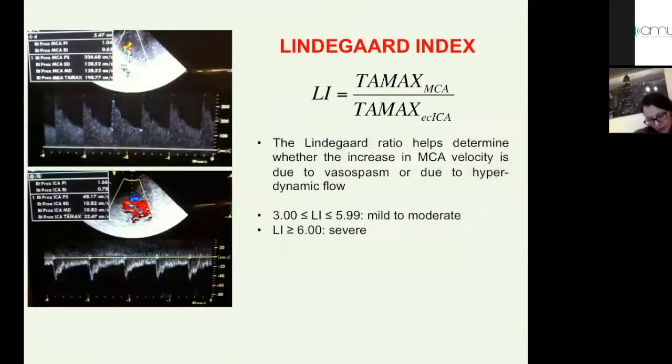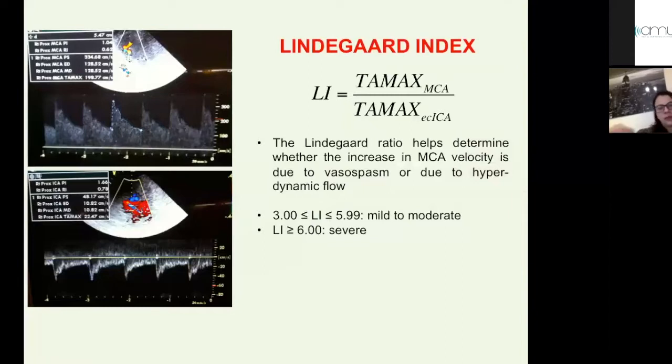But we all know that cerebral hemodynamics, and in particular the brain, is never alone. So you can see an increase of the flow velocity of the MCA because you have a vasospasm, but you can also see an increase of the flow velocity of the MCA because the patient might be in a hyperemic state. So Lindegaard, a few years ago, invented this index, which is called the Lindegaard index, and it's based on the relationship between the mean velocity of the MCA and the mean velocity of the internal carotid artery.